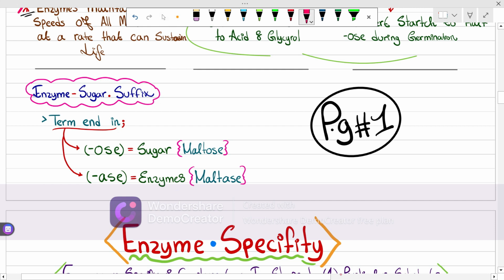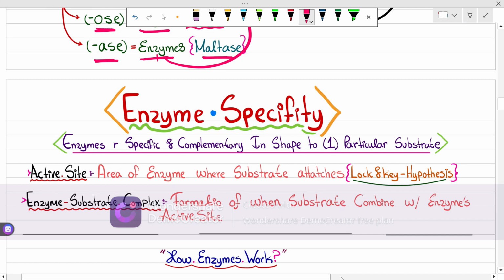This is a good memory aid. Enzyme sugar suffixes. If the term ends in O's, it's a sugar, like maltose. If a term ends in A's, it's an enzyme, like maltase. And the enzyme works on the sugar because this is the substrate and this is the enzyme. And that's what we will learn now: enzyme specificity.